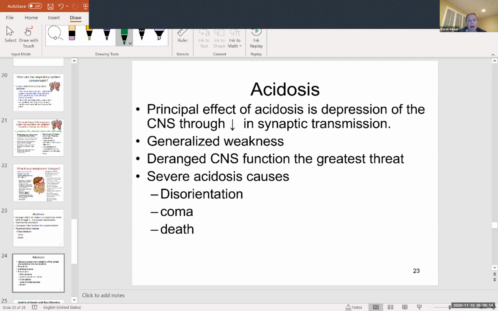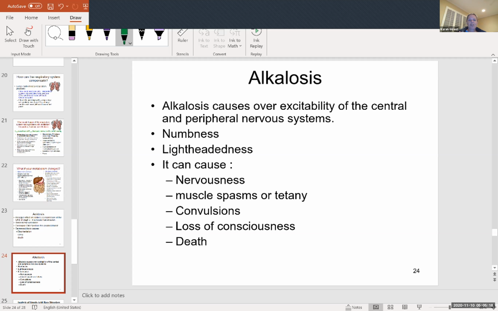Nice. What about alkalosis? With alkalosis, you actually get neurons that fire too much. And this can lead to increased motor tone, like muscle spasms and tetany. Alkalosis can also lead to lightheadedness, numbness, which is weird. It still is a sign that the neurons are firing at a rate where your brain interprets these sensations as paresthesias, weird feelings, like the numbness, tingling hands, and you're feeling lightheaded, like you're dizzy. It can still lead to coma and death.